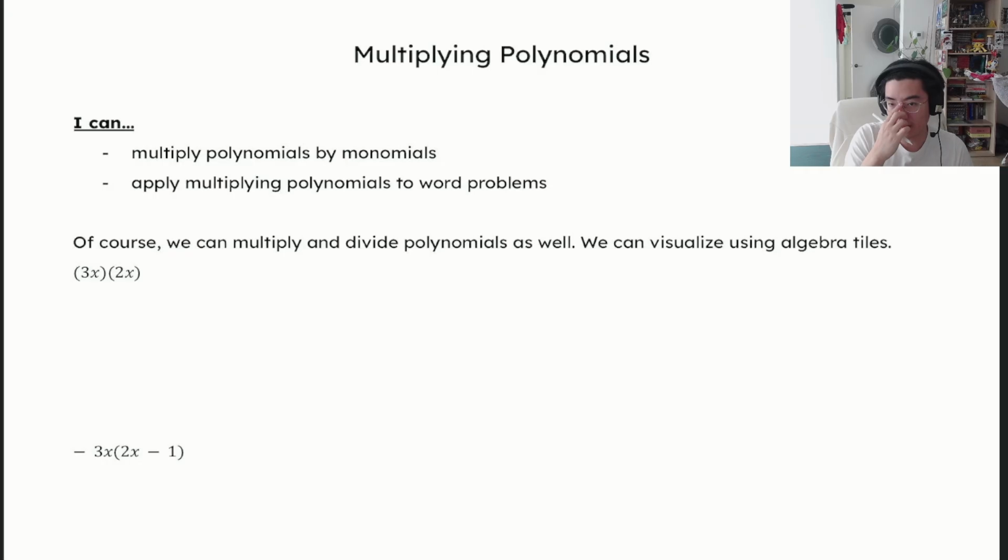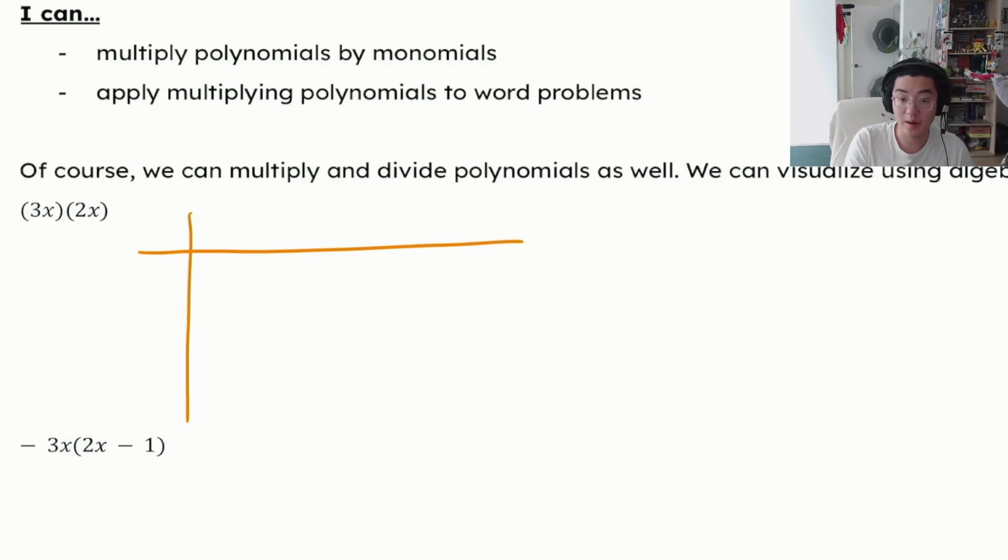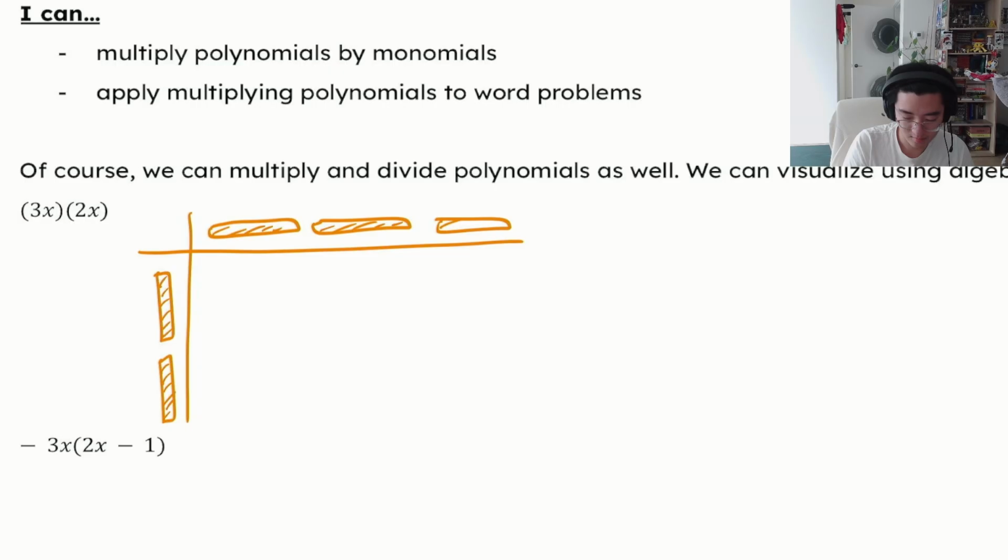The easiest way to visualize multiplication is to use algebra tiles. We can split this into two, the 3x and the 2x. Remember, the x tiles are the long skinny ones. We have two strips of the skinny x tiles here. Let's color them in because they are positive. And there are three strips up here. So that's 3x up here, and then 2x right here.